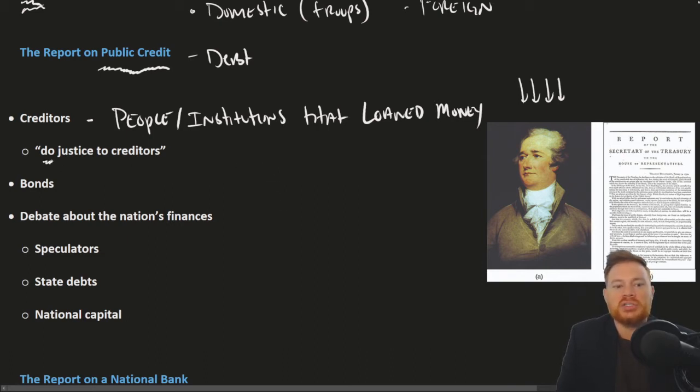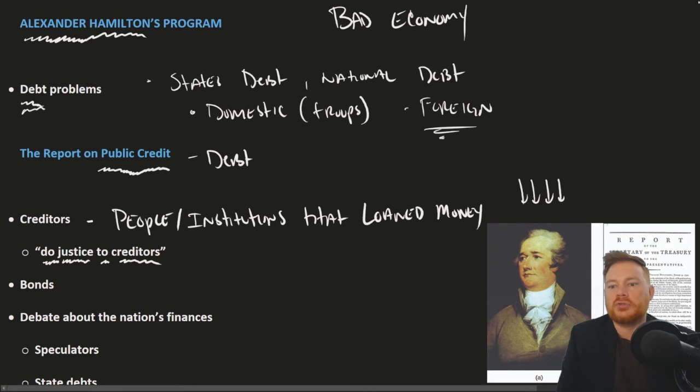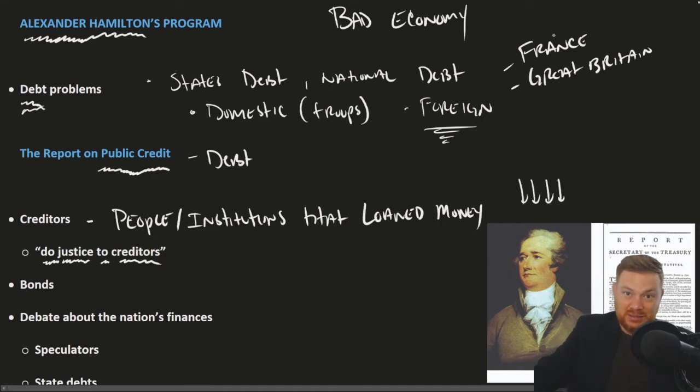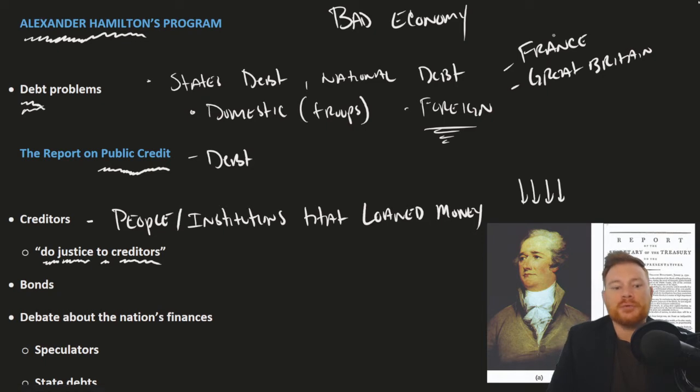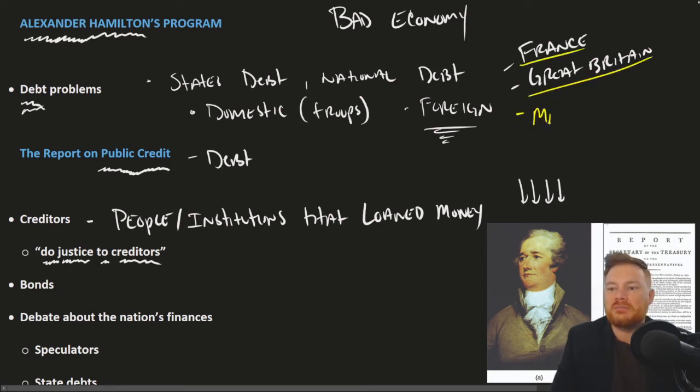So Hamilton is concerned about the people who have loaned money. In his words, the United States needs to do justice to creditors, particularly and specifically those foreign, places like France, for example, maybe places like Great Britain, right? In this case, we would refer to these two as creditor nations because they lent the United States money. The United States would be a debt nation in this case. And the reason why Hamilton wants to focus on these foreign powers so much, why he wants to pay back France first and pay back Great Britain first, is to make the U.S.